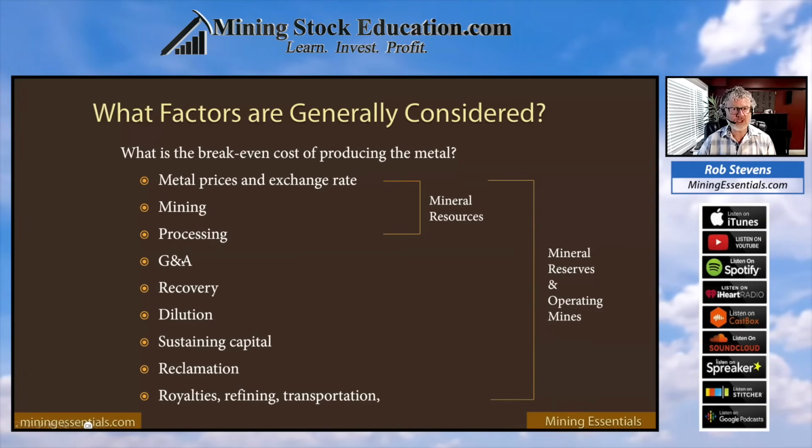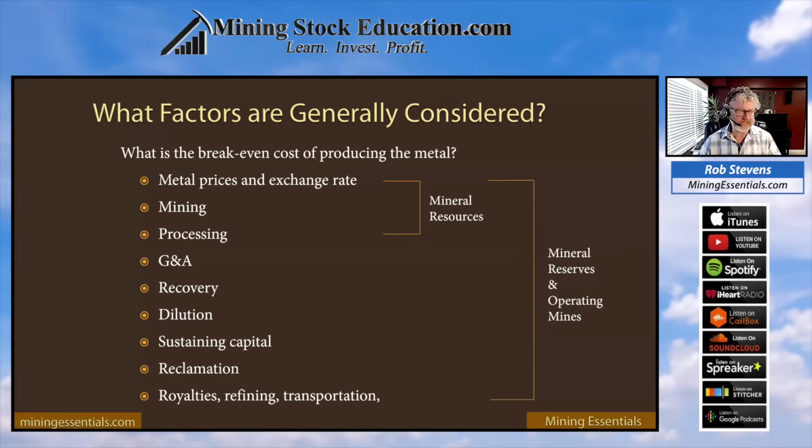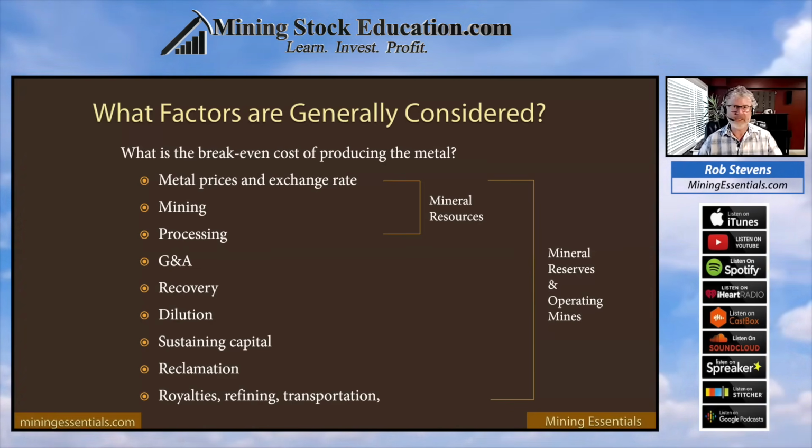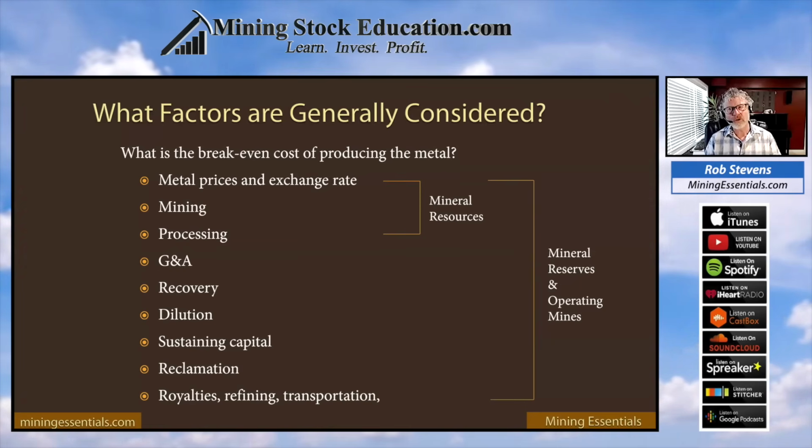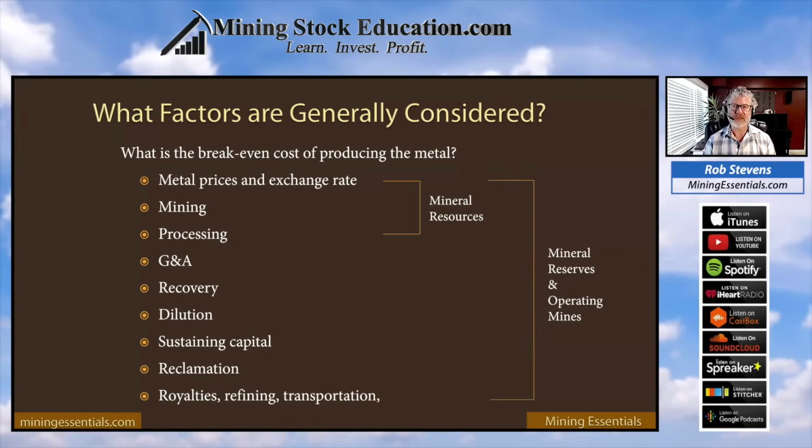So things like general and administration costs, recovery. It could be mine recovery. You may not be able to recover all your ore, say in an underground mine, or mill recovery. You're not going to get 100% of the metal out of the mine. Dilution in your mining as well. You may get some unmineralized rock that gets caught up in your ore as part of your mining method. So you have to factor in dilution. Sustaining capital for a mid or longer life mine, you have to replace equipment and that sort of thing. Those are costs. Reclamation and closure, those are costs to the mine. And royalties, refining, and transportation. So these are all costs to produce a ton of rock and the metal that comes out of it. And so all of those need to be factored into your cutoff grade. But they aren't always at the resource level.